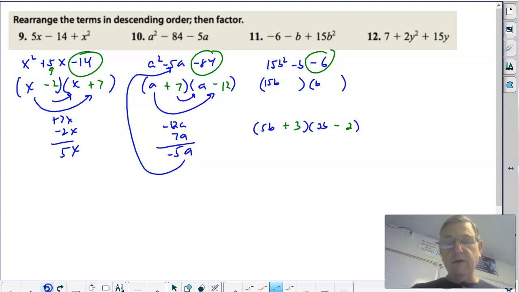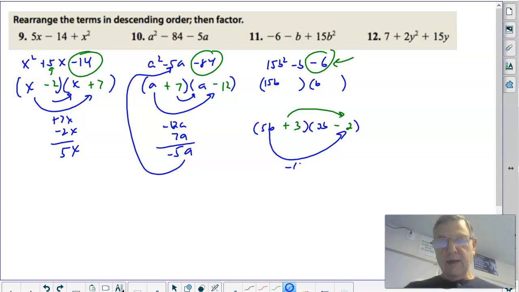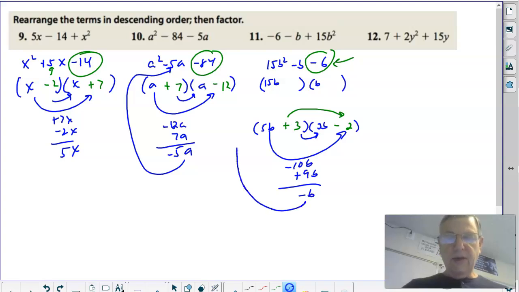Now watch, again, be careful. My positive 3 times my negative 2 is my negative 6. So that's always got to be a negative 6. All right, here's the check. Outers, negative 10b. Inners, positive 9b. Total, negative b. And sure enough, that's my middle. There's 11.